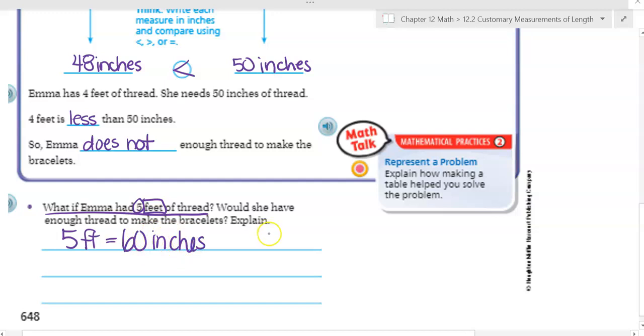And she needs 50 inches. So if I compare 60 and 50, 60 is larger, which means that 5 feet is greater than 50 inches. So if Emma had 5 feet of thread, she would have enough.